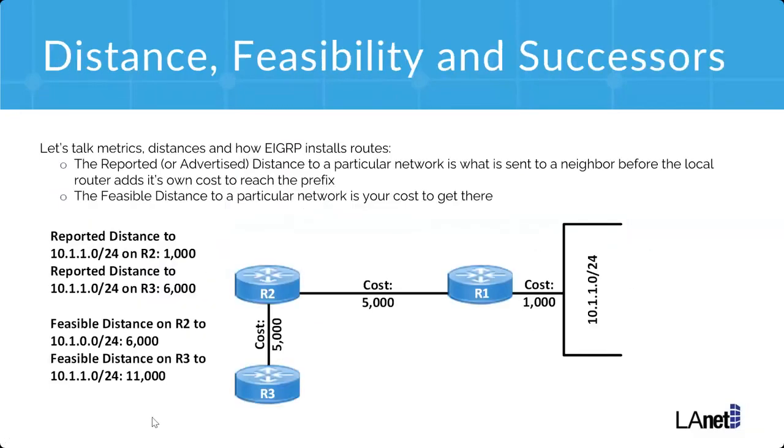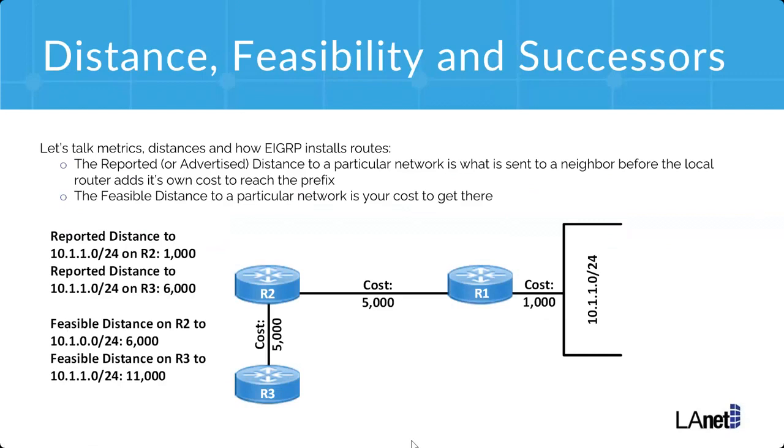Okay, let's start talking about distance, feasibility, and successors and how those play. This is where EIGRP starts getting a little more complex. Obviously mathematically it's already been a little complex. You think that's complex mathematically? Wait until we get into the named section of EIGRP, because it's really complex then. But let's talk about these concepts, right?